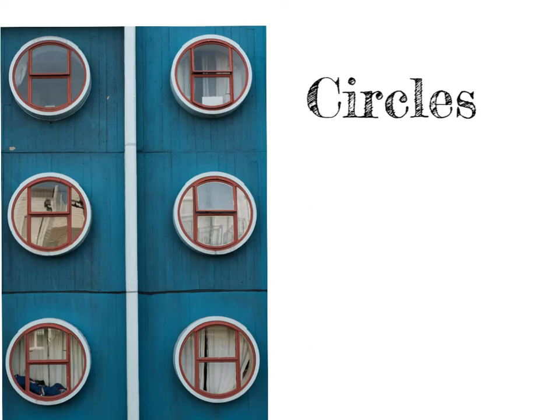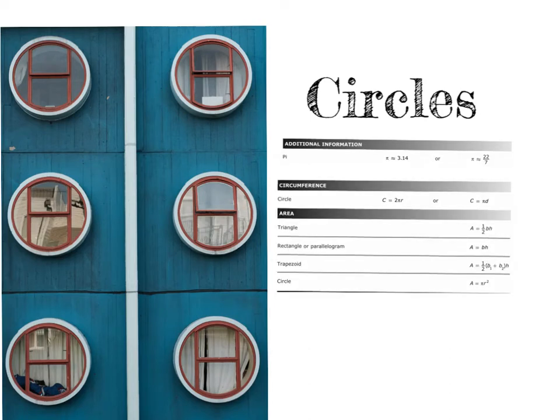So let's talk about circles. Your formula chart has a lot of information about circles. It tells you the area of a circle, it tells you the circumference of a circle, and it tells you the value of pi, which is the ratio of a circle's circumference to its diameter.